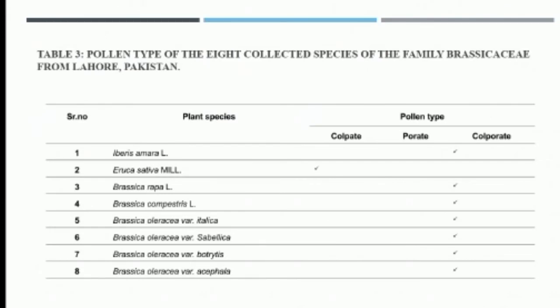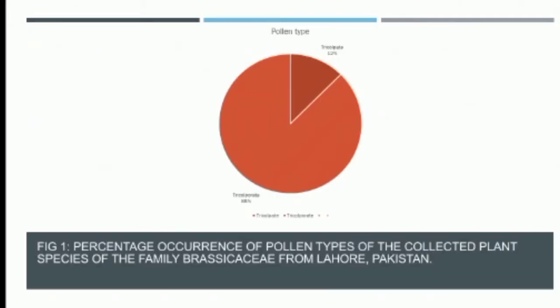This table shows the pollen type of the 8 collected species of the family Brassicaceae from Lahore, Pakistan, and it can be easily seen that only a single pollen, that is Eruca sativa pollen, was colporate in nature, and the rest of the pollen were tricolporate in nature. And this figure here shows the percentage occurrence of the pollen type of the collected plant species of the family Brassicaceae, according to which the colporate pollen type was shown by only 12% of species, and the tricolporate pollen type was shown by 88% of species.